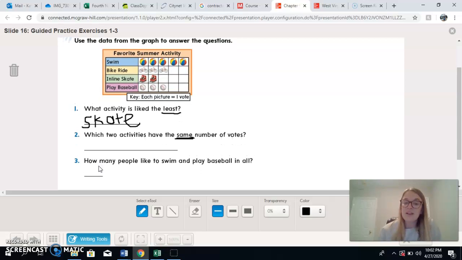It's important when you guys are reading these questions, or if you need help, you can have an adult at home help you read the questions, that you read them very carefully because sometimes it'll say which activity is liked least or which activity is liked the most. Sometimes they'll change the question with just one word. So you have to be very, very careful when you are reading, and you can always double check your work by counting the pictures in the picture graph.